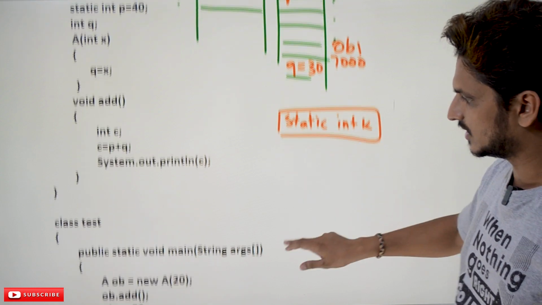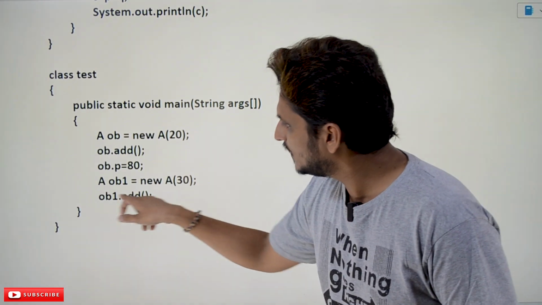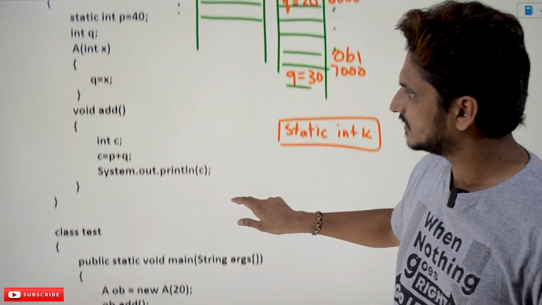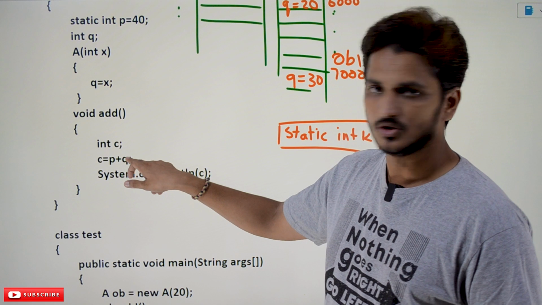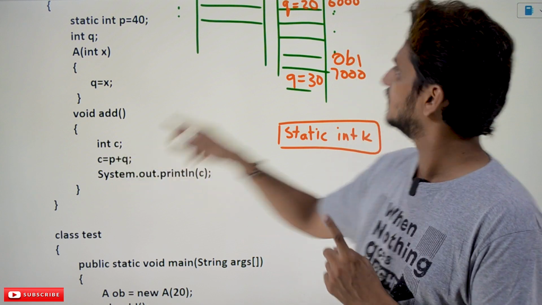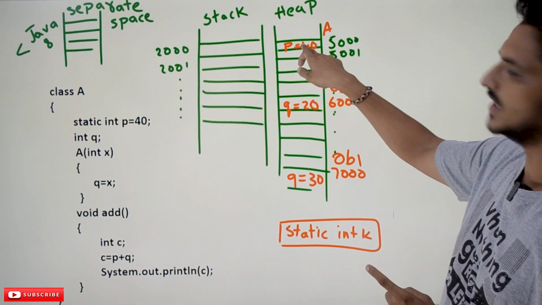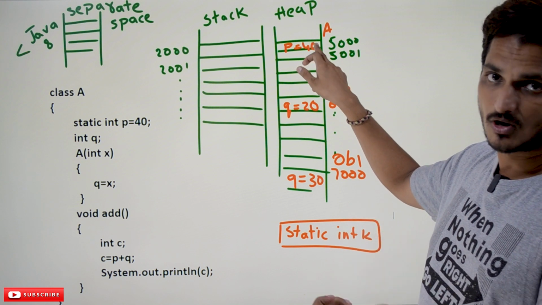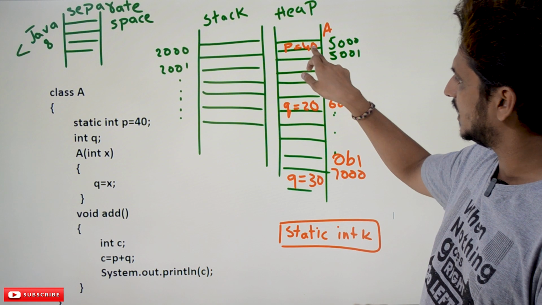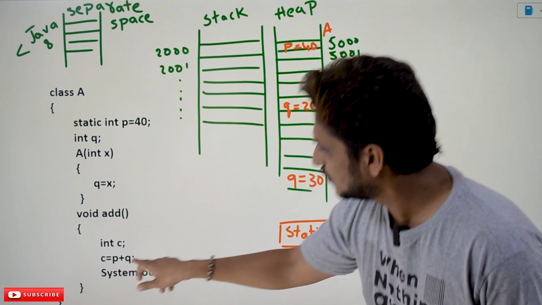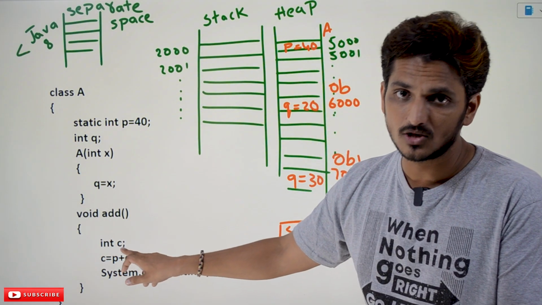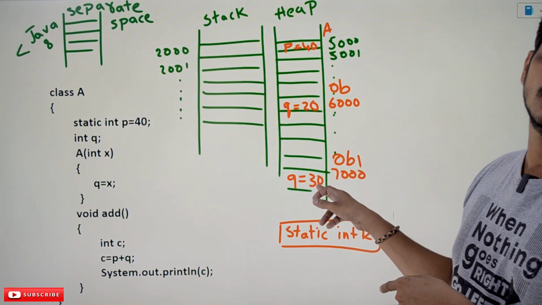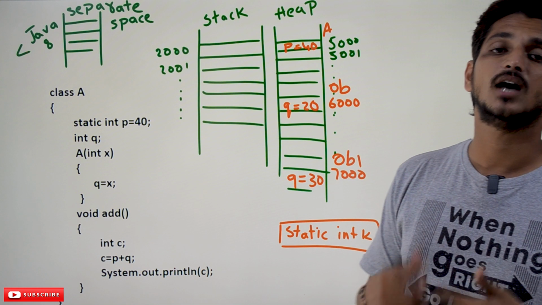See here, now take the next point, ob1.addOff. Whenever we call this add method, it is going to add P plus Q. P is the static variable, from where it is going to get the P value? Here. What is the value? It is 80. Previous object OB modified to 80. 80 plus, what is the Q value? From where it is going to get the Q value? OB1 object is this one. So Q is equal to 30. 80 plus 30, 110 is the output.